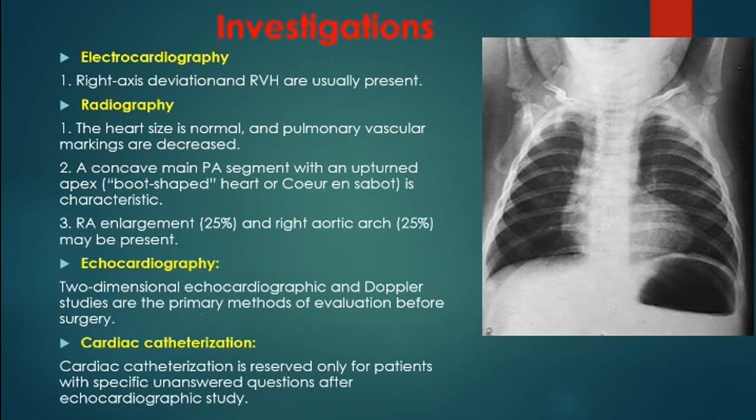Investigations in a case of Fallot tetralogy include ECG, which will show a right axis deviation and right ventricular hypertrophy. A chest X-ray will show a normal-sized heart with decreased pulmonary vascular markings, the characteristic boot-shaped heart or coeur en sabot of the Fallot tetralogy due to a small main pulmonary artery and upturned apex. There may be right atrial enlargement or right aortic arch in some cases. Echocardiography will show the characteristic pathology of the Fallot tetralogy, and cardiac catheterization is only reserved for selected patients.